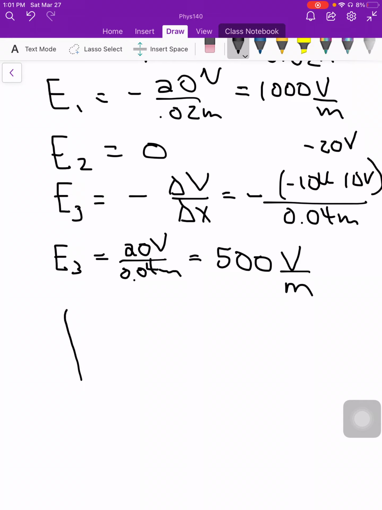So if I want to draw the graph, this is going to be my E, and this is going to be my X. So from 0 to 2, let's make this 2, this 4, and a little farther out, so maybe make that 8, and this is X in centimeters.